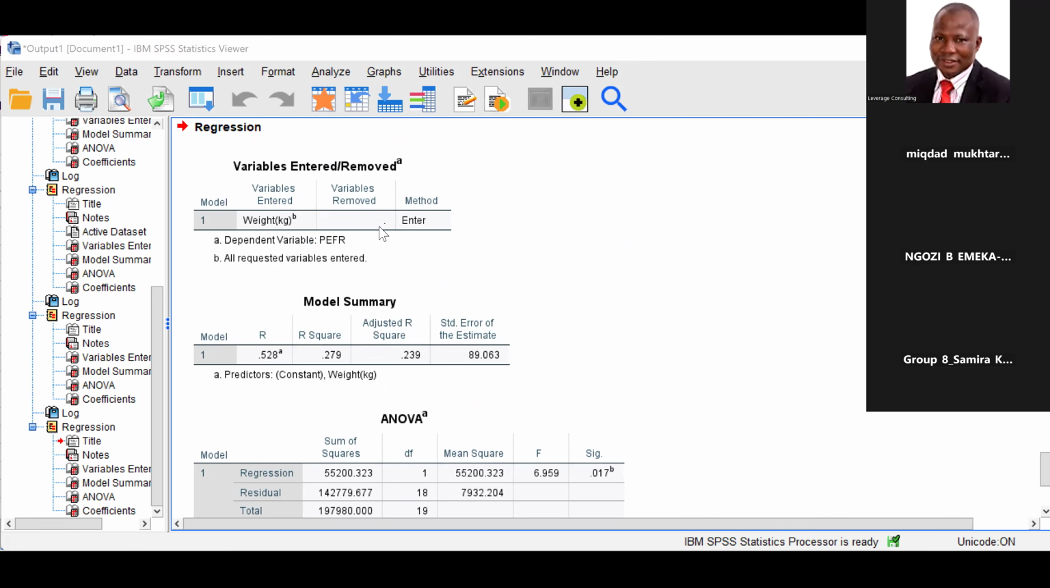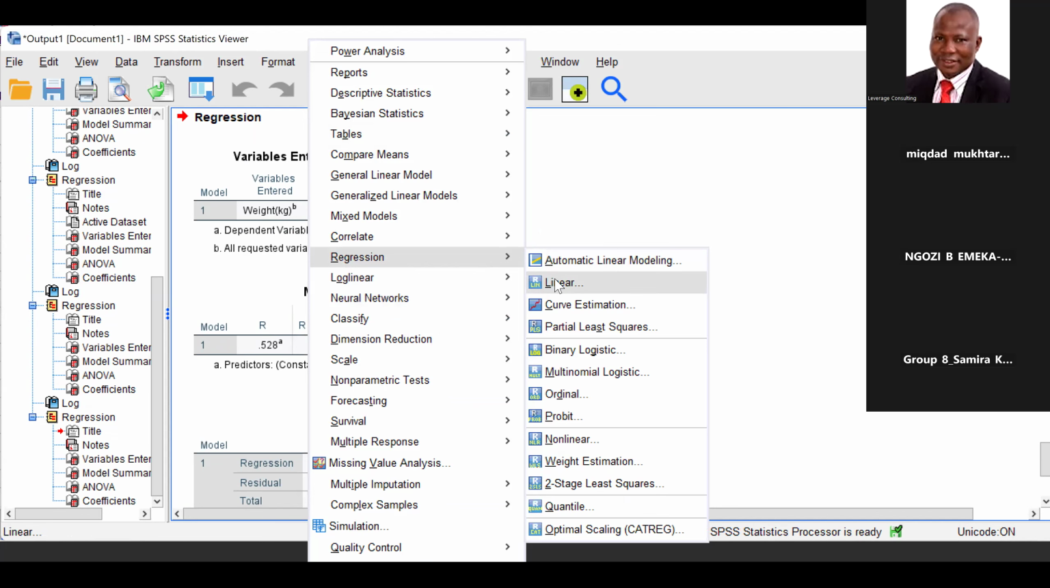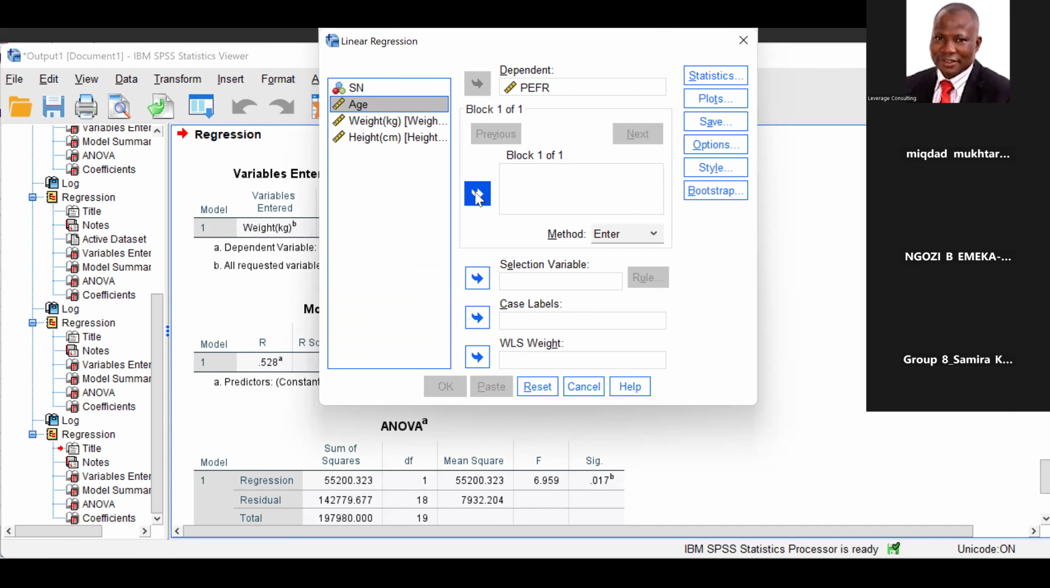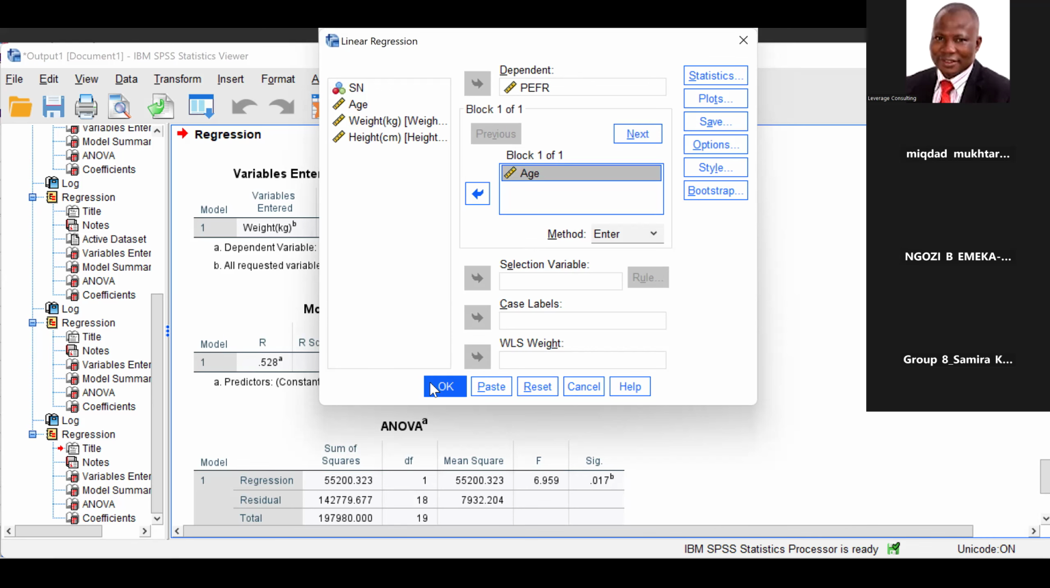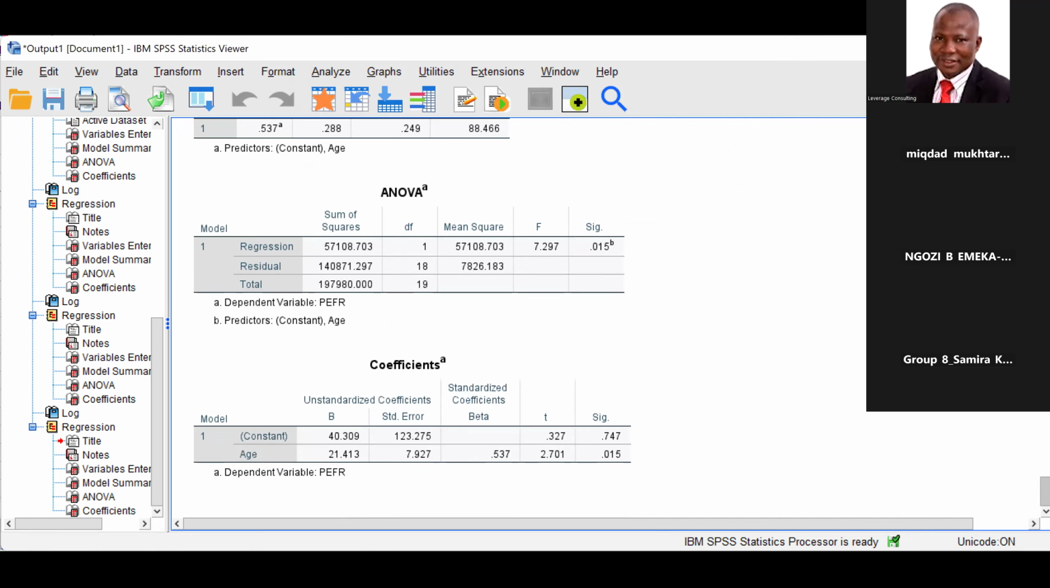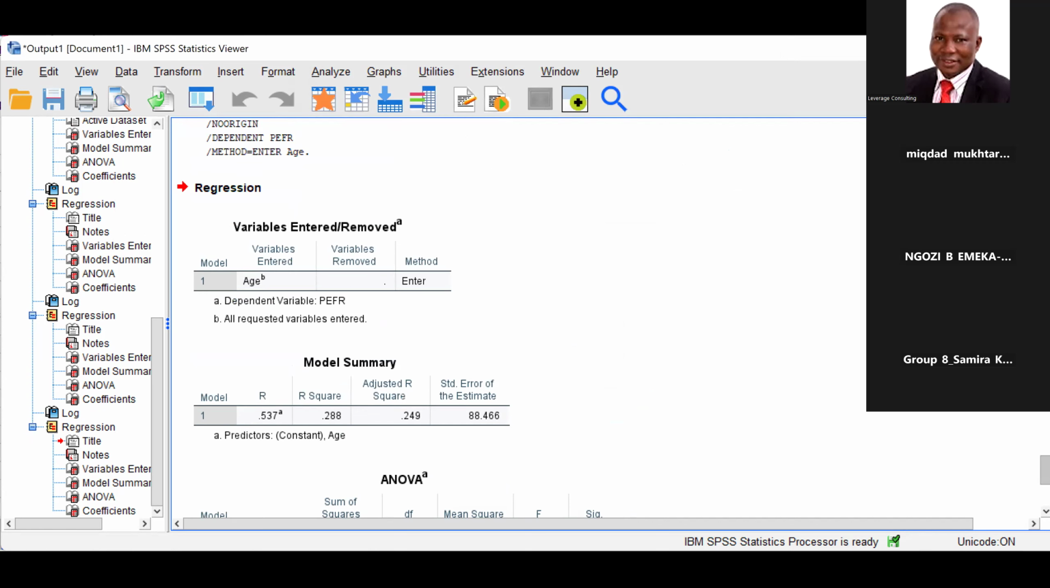So let's do for age now. For age, you remove weight, put age. Look at it. The value is 28.8. So from the values, you know that height is the most important, followed by age, followed by weight. Now if we do many, they will give you different values. We want to see if there is any improvement, because height is the number one factor. So that's why we do multiple.